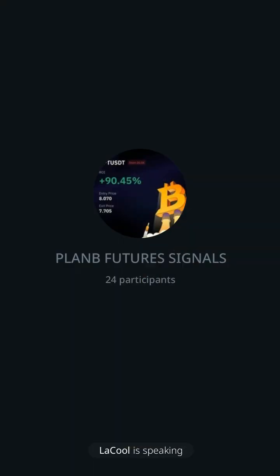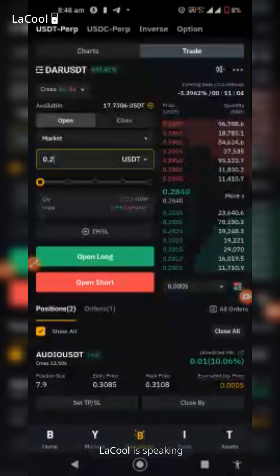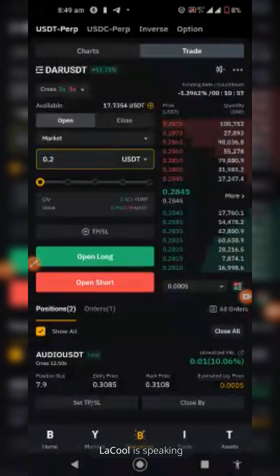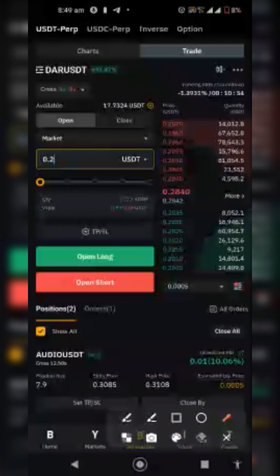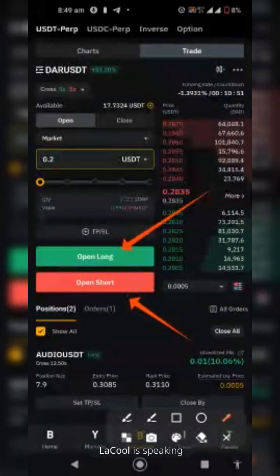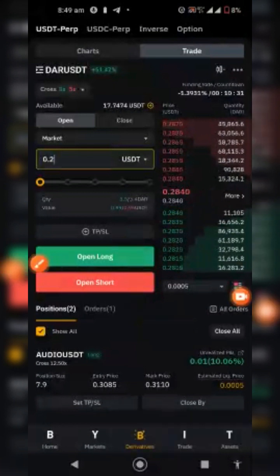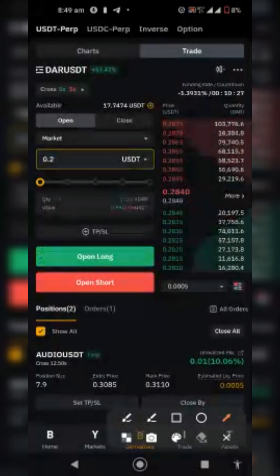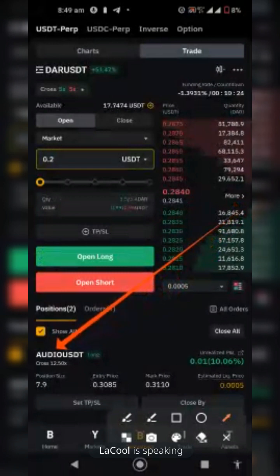So after setting the amount you are going to use for this trade, which is 0.2 of your capital, you now come down to here or here, depending on the signal given. If it's long, you click on this, the green one which says open long. If short, you click on the down one which is red and says open short. The moment you click on any of these, you'll see that pair appearing here on positions.